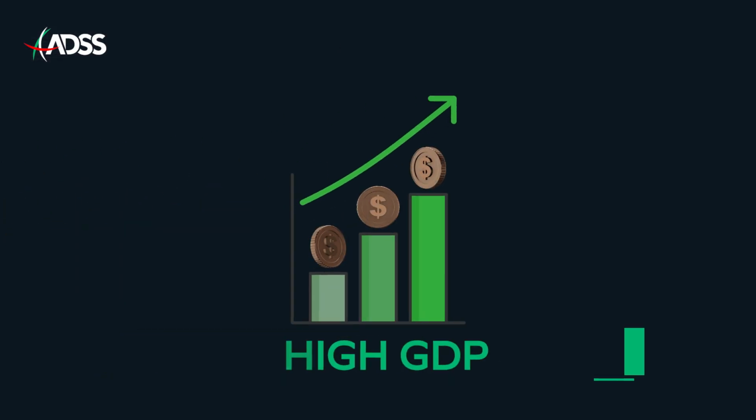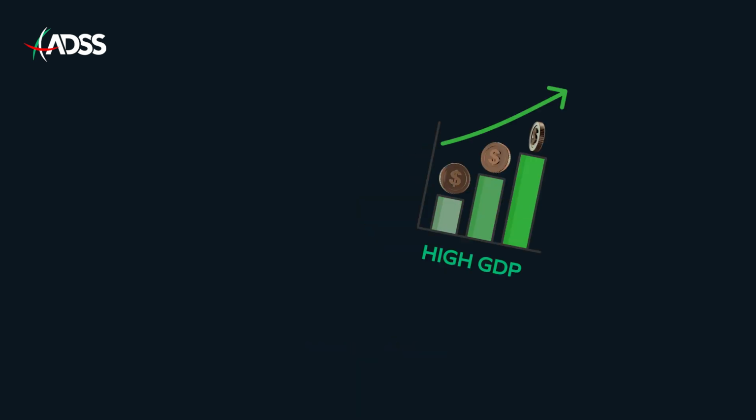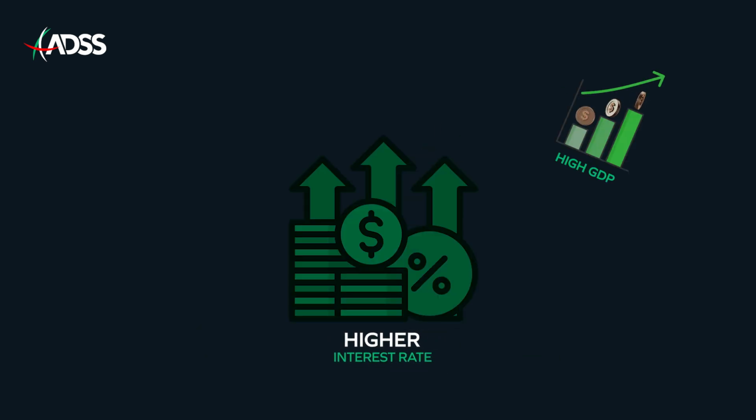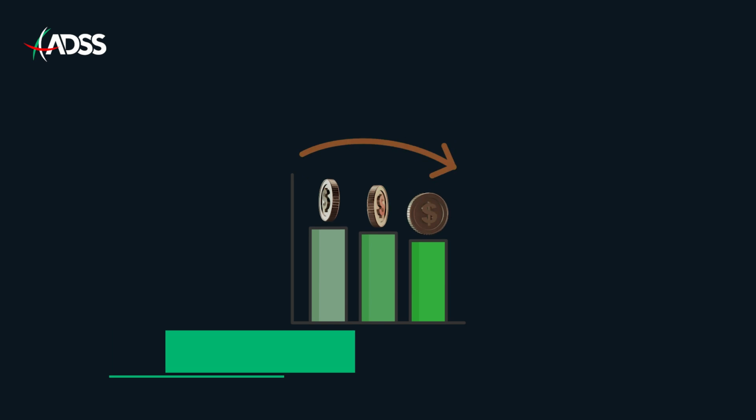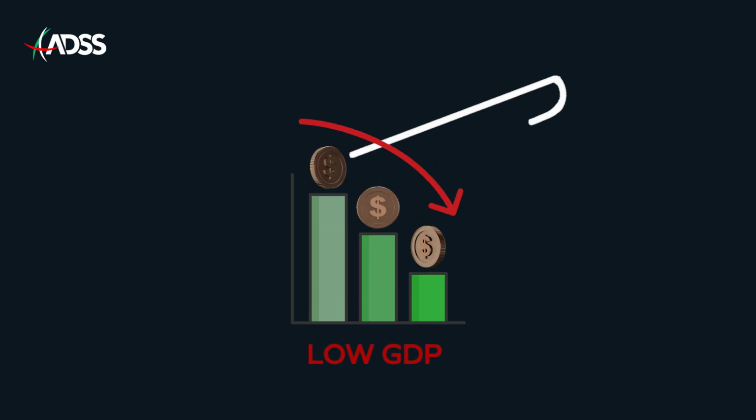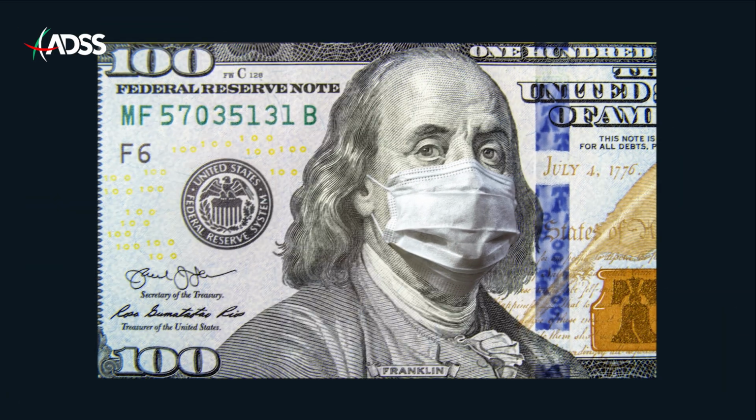How does GDP data move market prices? Strong GDP data indicates a healthy and expanding economy, and central banks use this data to set monetary policies. For example, high GDP growth might lead to higher interest rates to curb inflation, while low GDP growth could prompt rate cuts to stimulate the economy.